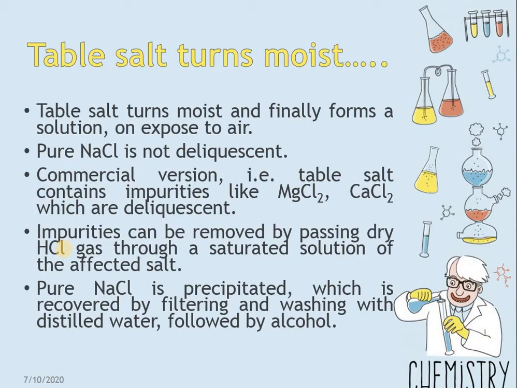Now these types of impurities can be removed by passing dry hydrogen chloride gas through a saturated solution of the affected salt. So pure sodium chloride will be precipitated, which is recovered by filtering and washing with distilled water, followed by alcohol. Alcohol absorbs all water and the sodium chloride becomes totally dry.